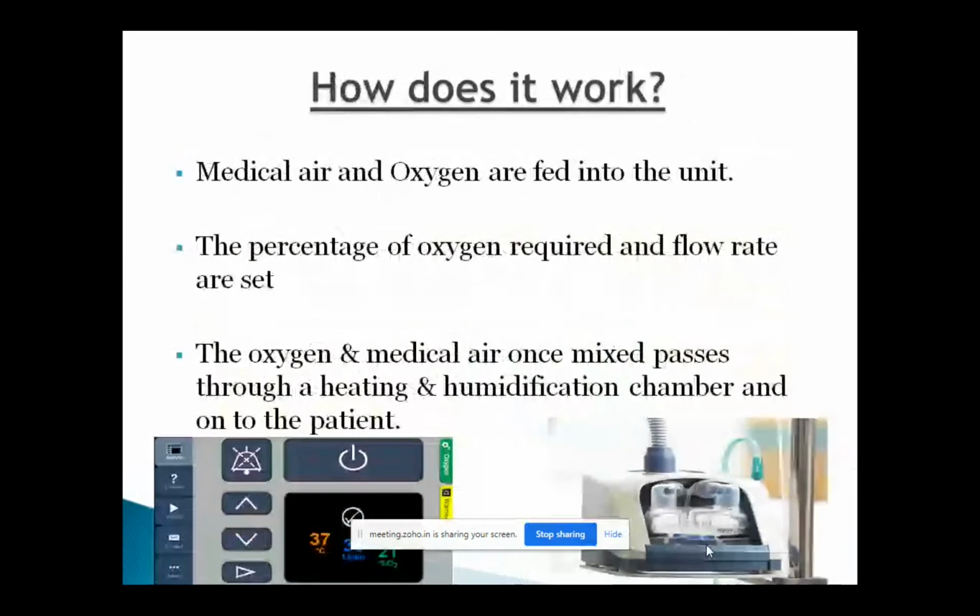In this picture, how does it work? Medical air, or you can say the room air, and oxygen are fed into the unit. The percentage of the oxygen required and the flow rate are set. So what are the recommended guidelines? The research shows the minimum flow required for the patient to exceed their inspiratory demand is 35 liters or more.